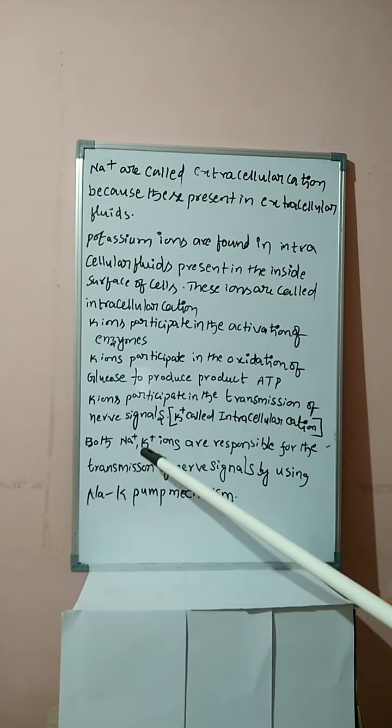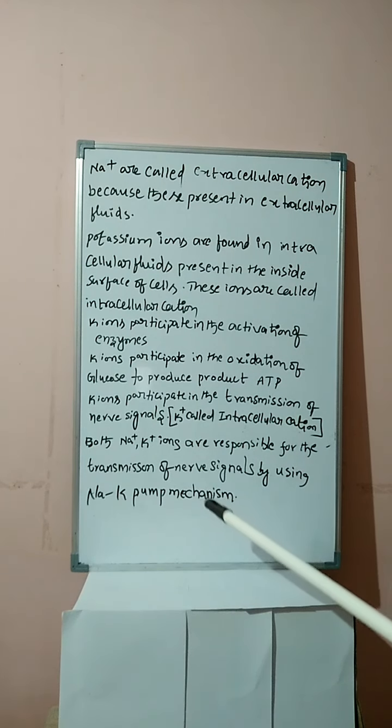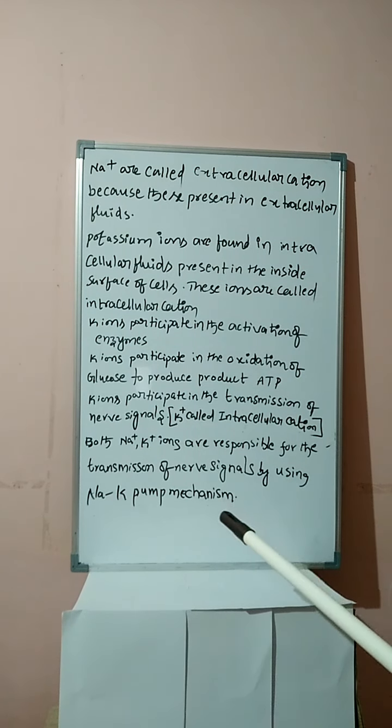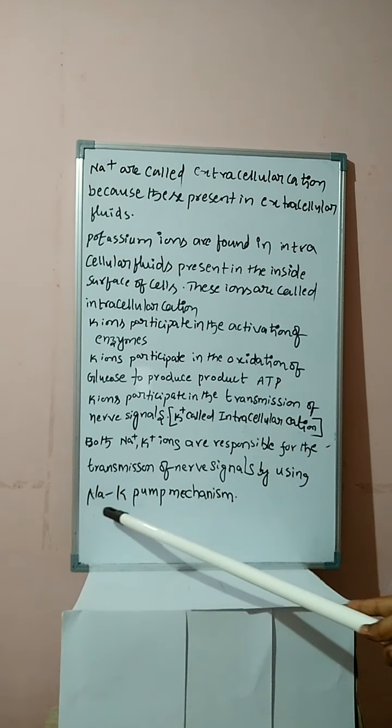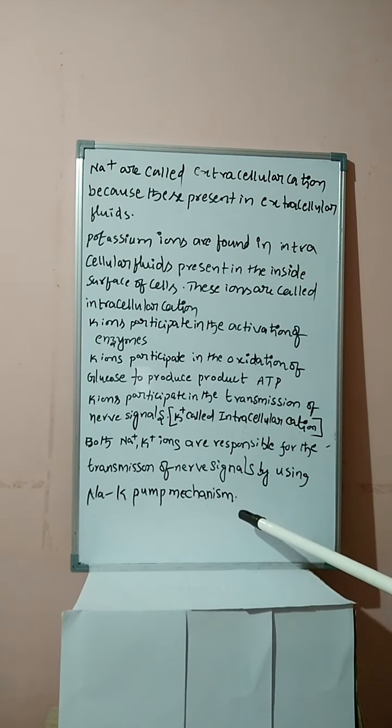Already we have discussed. Next, both potassium and sodium ions are responsible for the transmission of nerve signal by using the sodium-potassium pump mechanism. These are the biological functions of potassium. Previously we discussed biological functions of sodium. In both, one common biological function is there, that is transmission of nerve signals. Both sodium and potassium ions can cause transmission of nerve signal by using one mechanism that is known as the sodium-potassium pump mechanism.